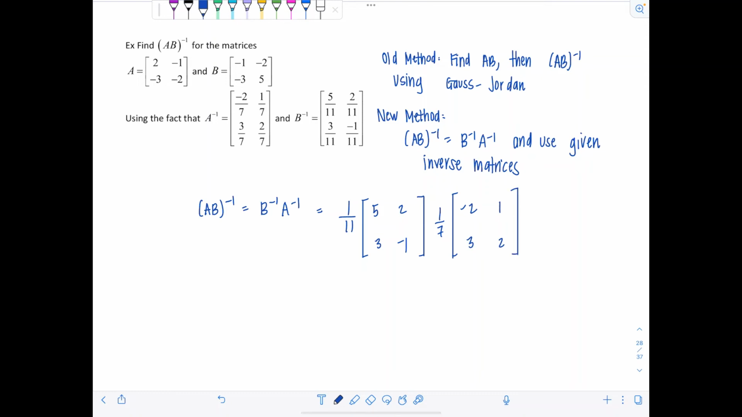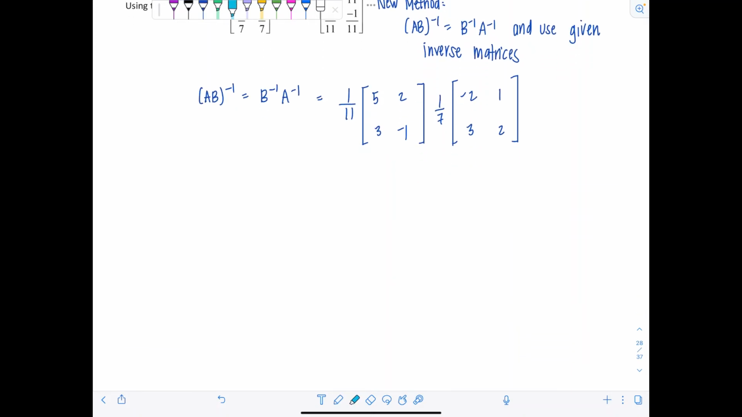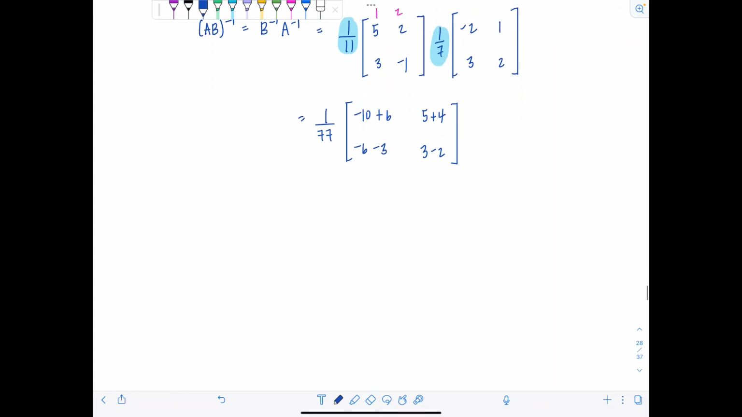And then remember, we did this earlier when we squared one of our matrices. So you can just multiply these constants by each other out front. So we'll have 1 over 77, and then just multiply the matrices. So negative 2, 3, that would be, let's see here, negative 10 plus 6, and negative 6 minus 3. And then up top, let me put column 2, 1, 2. So that's going to give me 5 plus 4 and 3 minus 2. So then we're done, and it was pretty painless.